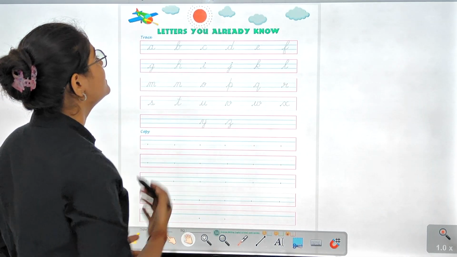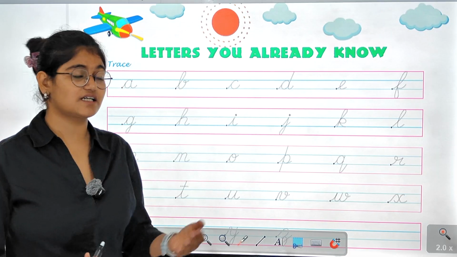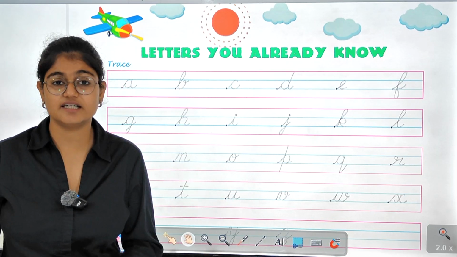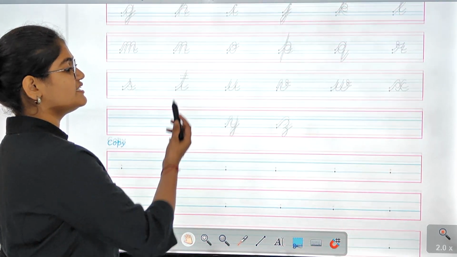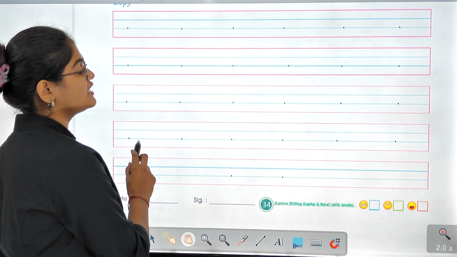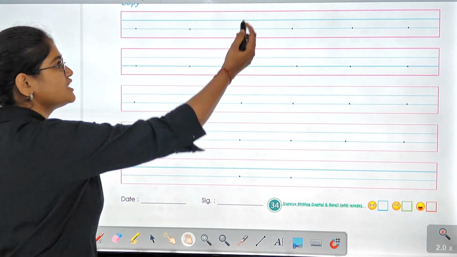Moving ahead, now we have letters you already know, the cursive letters in the small form. As you can see, you can trace the letters in the above area and in the downward area. You can write them by yourself, improving your skills.